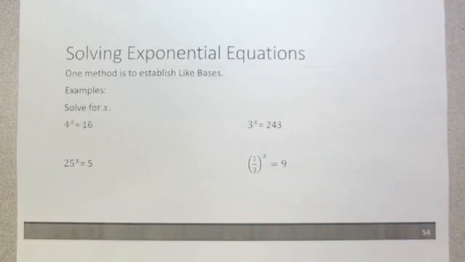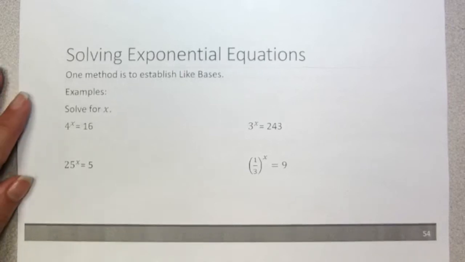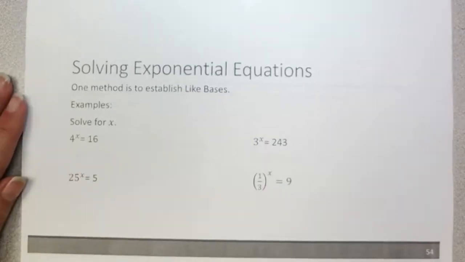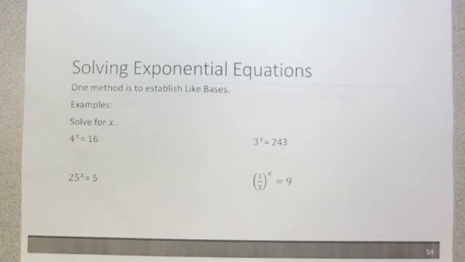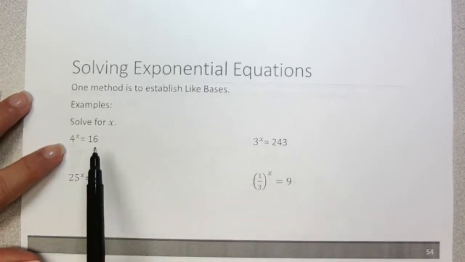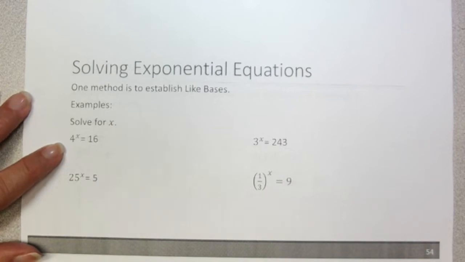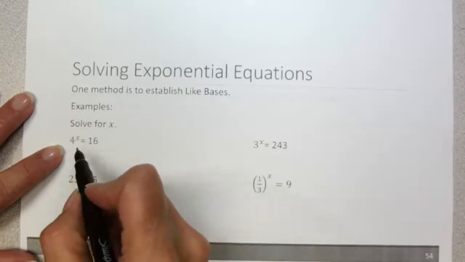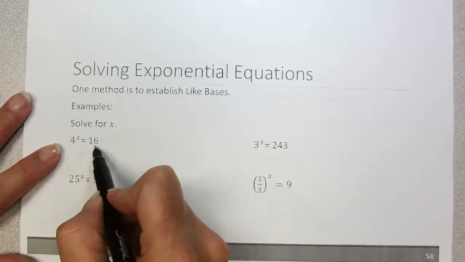All right, there's a couple methods for solving exponential equations. The easiest method is to establish like bases. If you can write the equation so that the same base is on both sides of the equation, then we can use the one-to-one property and know that the exponents are equal. So in this first example, we have 4 to the x equals 16.